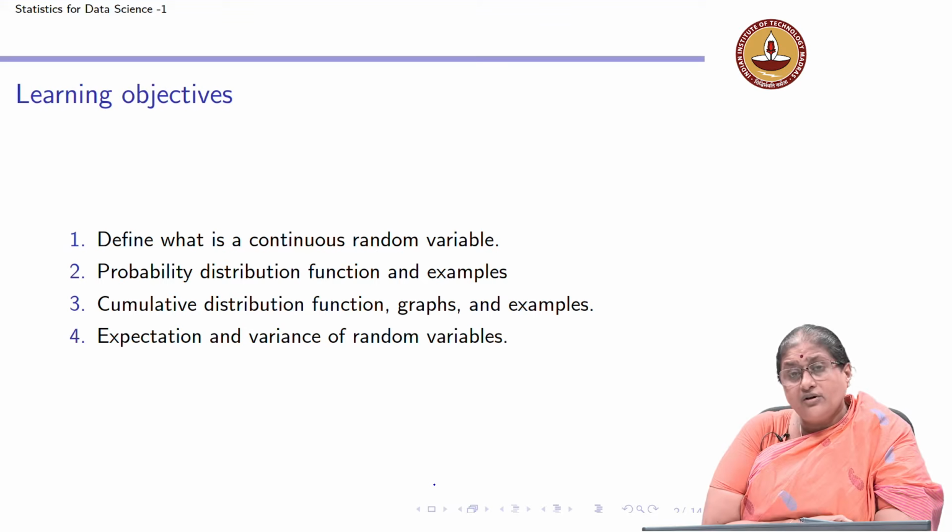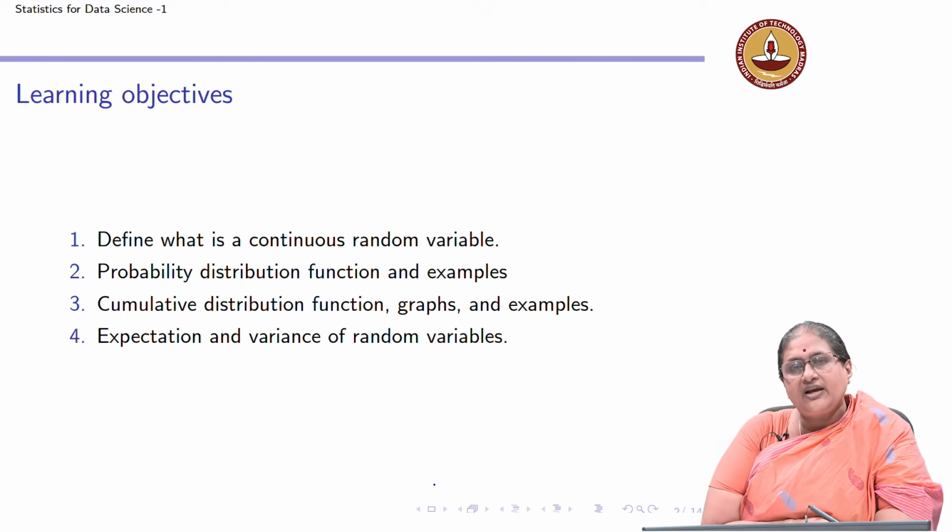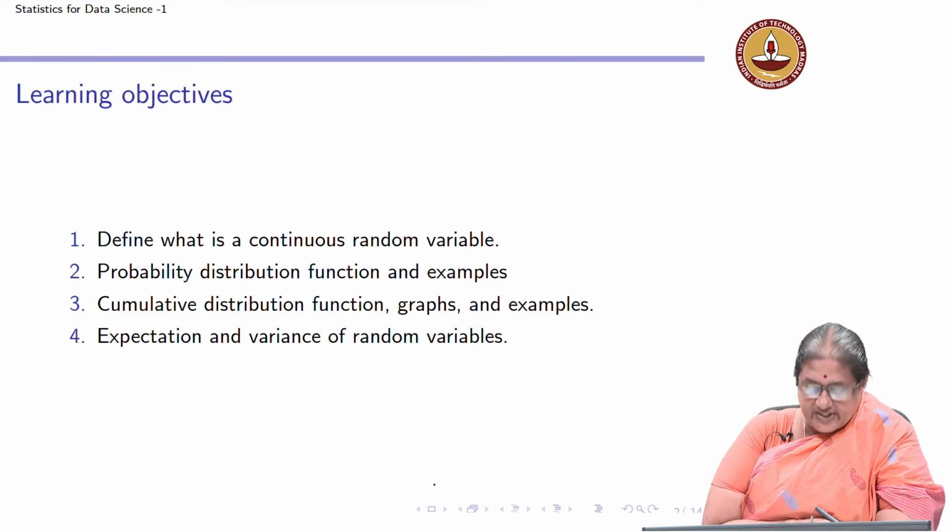We have defined all of this earlier for a discrete random variable, but now we are going to revisit those concepts and see how things change when you have a continuous random variable. We are going to look at the uniform distribution and an exponential distribution as examples of continuous random variables, and finally we are going to spend time to understand the normal distribution and its properties. This is what we are going to do over the next 2 weeks.